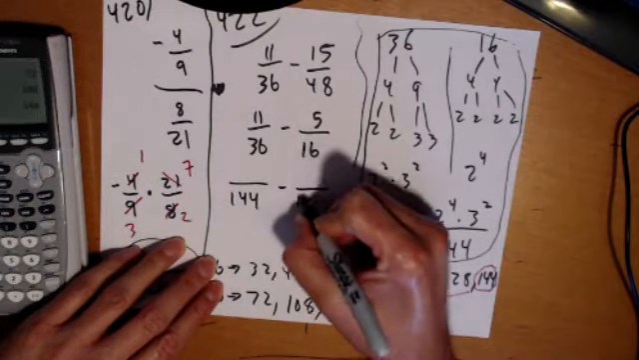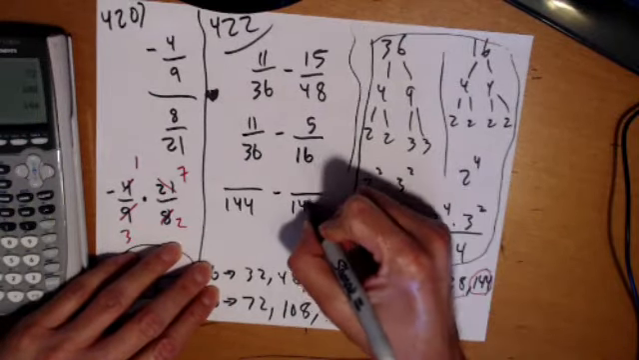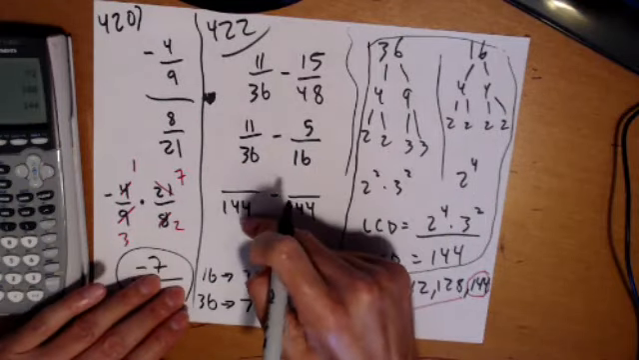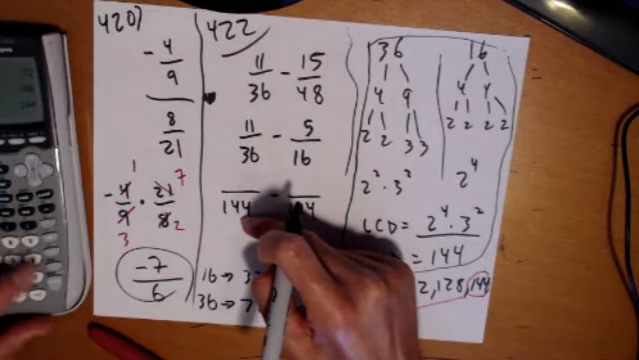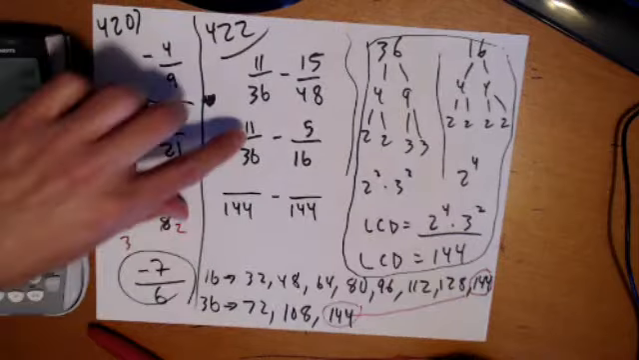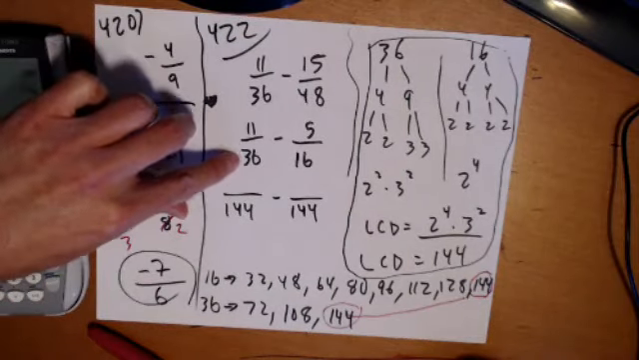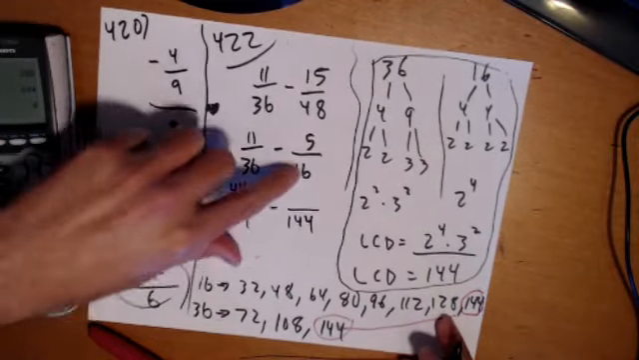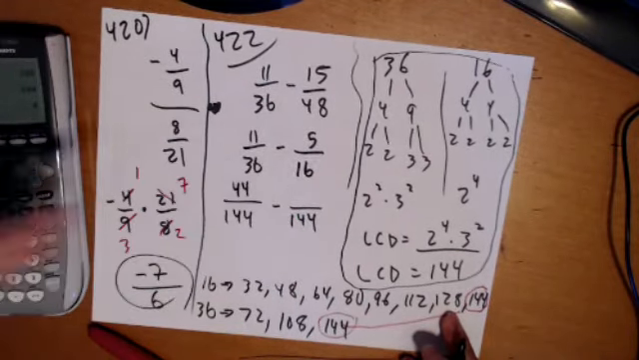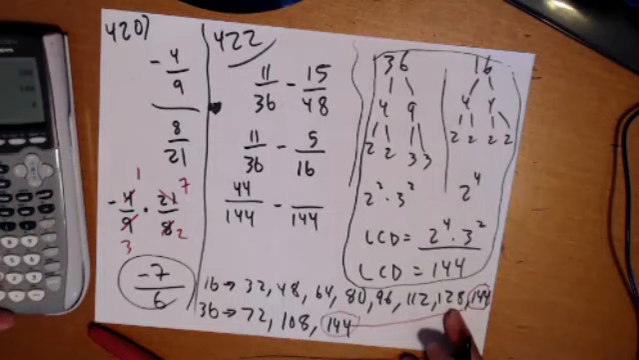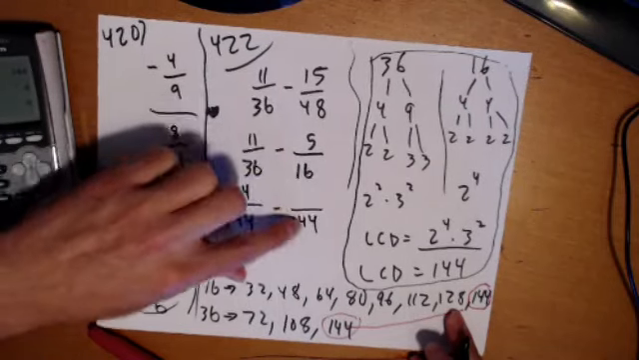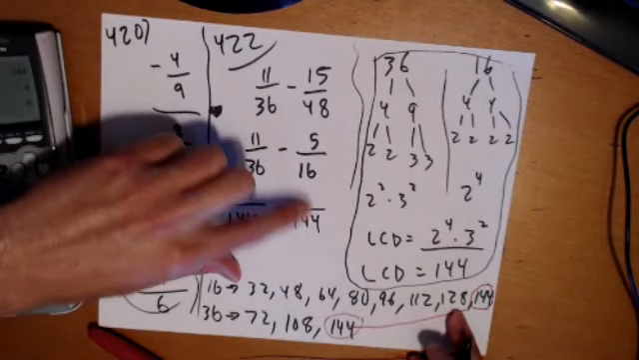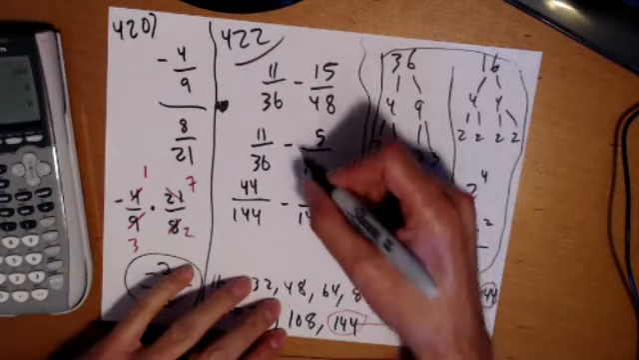144 minus... world's longest problem? Maybe. 144. How did 36 become 144? I had to multiply it by 4. So that means I have to multiply the top by 4, multiply the bottom by 4. How did a 16 become 144? 144 divided by 16 is 9. I had to multiply by 9. So if I multiply the bottom by 9, I got to multiply the top by 9. 9 times 5, 45.